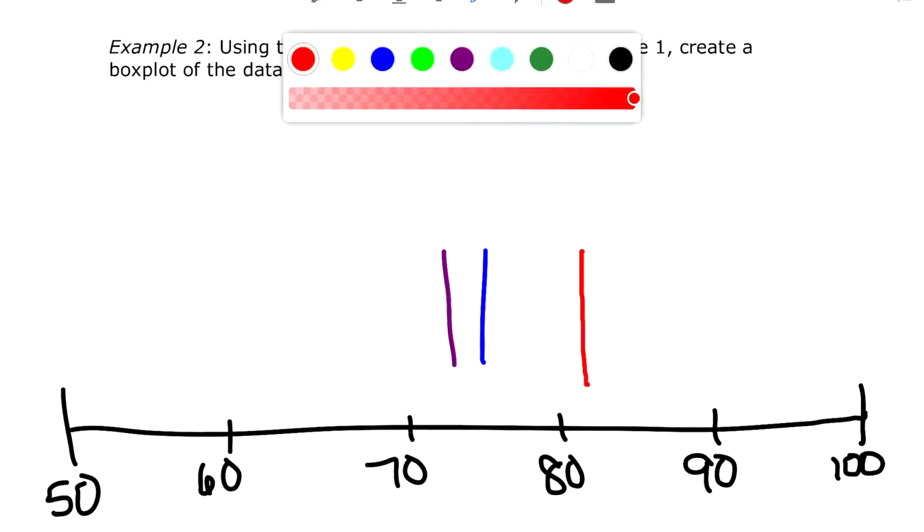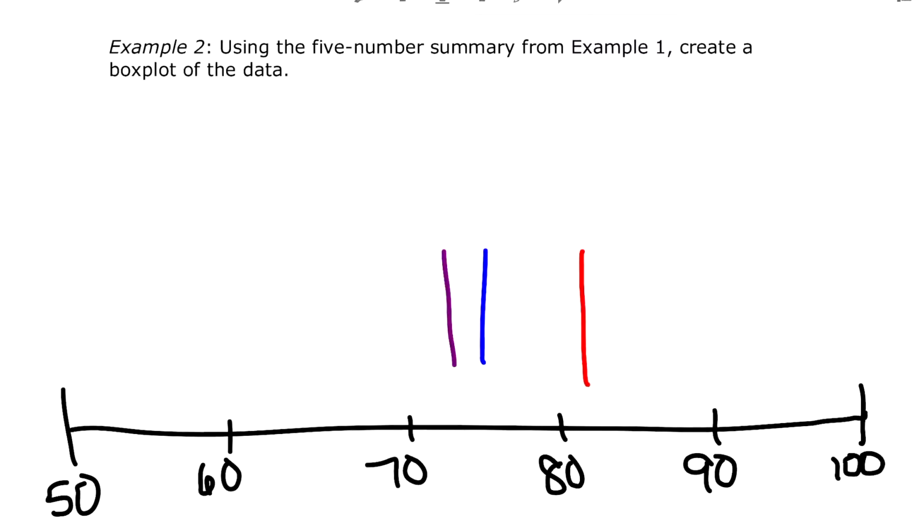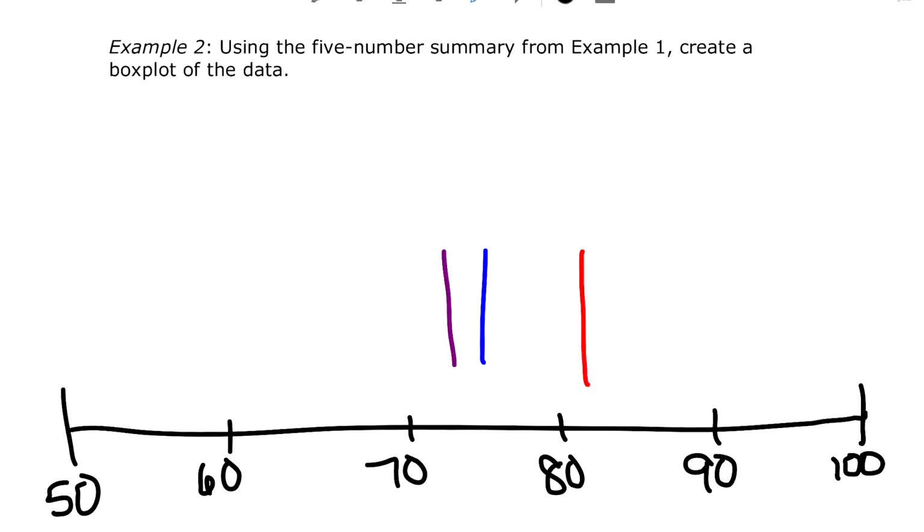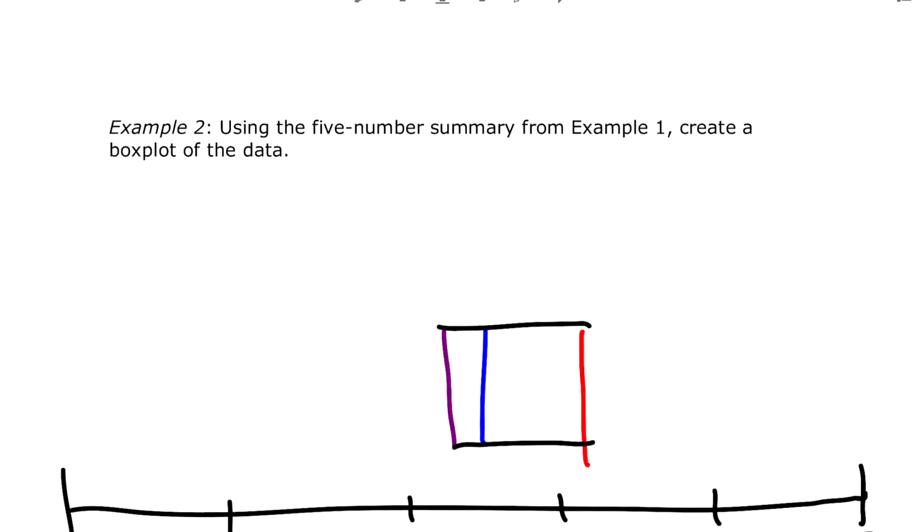All right, now at this point what I want to do is I want to connect my purple line for my Q1 to the red line for my Q3. So I'm just going to connect this, and I'm going to create the box part of my box plot. And my Q3 line's a little bit long. Normally I would go in and erase. I don't have a way to erase in this app.